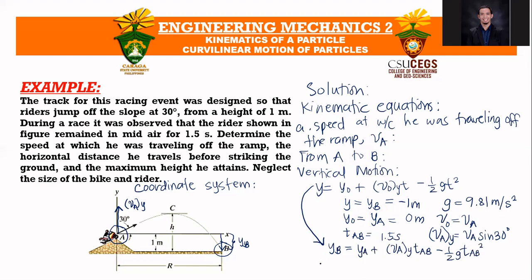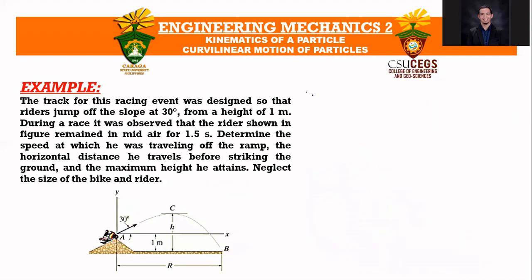This is -1 is equal to 0 plus VA sine 30 degrees times 1.5 seconds minus 1/2 times 9.81 times 1.5 seconds. So what remains here is the variable VA, which is the speed at which he was traveling off the ramp, which is the initial velocity. So just a continuation.